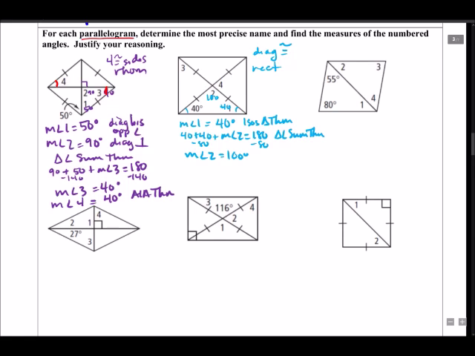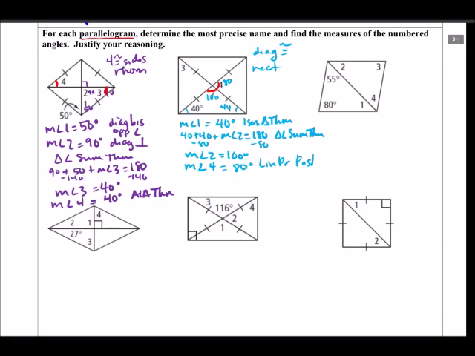Let's do measure of angle 4. That would be the one I would do next. Measure of angle 4 is 80 degrees. Linear pair postulate. Haven't seen that one for a while. You see the linear pair there? So that's 80.